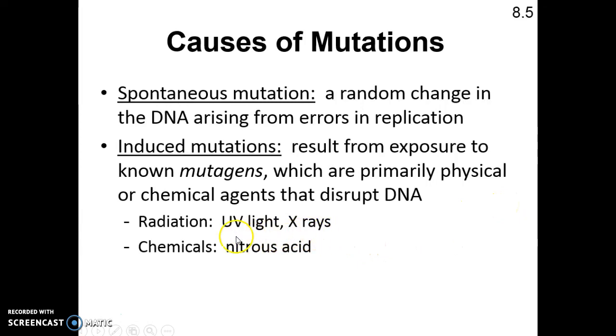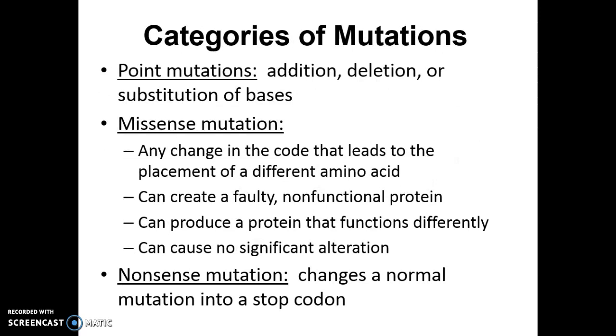A big one is going to be radiation, whether that is UV light, and that UV light can be from the sun, which is why you actually don't want to be exposed to UV lights a lot, wearing sunscreen during the summer to block the ability of the UV rays coming from the sun to penetrate your cells and get into your cells and cause mutations. And then chemicals. All right, here there's nitric acid. There are a lot of chemicals out there that can cause disruption to DNA. All right, so those are how mutations can occur, spontaneous or induced.